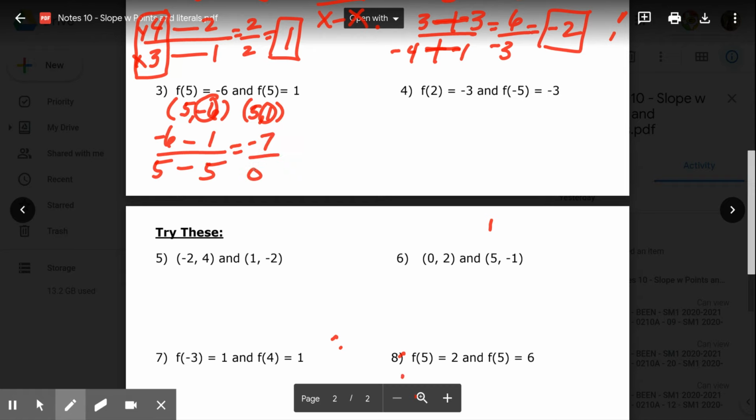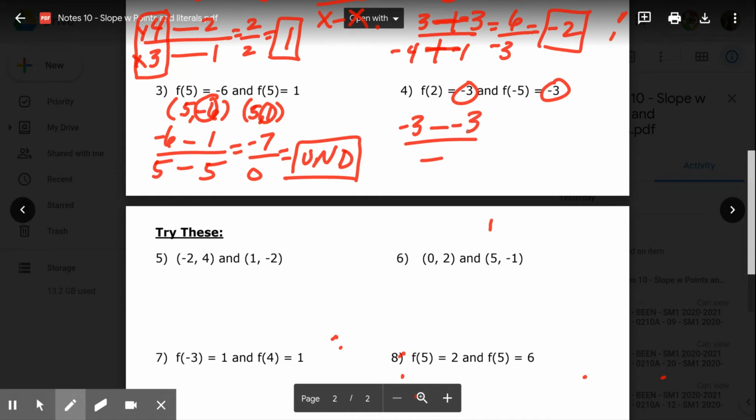-7 over 0. If 0 is under the line, it is undefined. All right, number 4. So we're going to circle our y values. Dash, line, dash. So we have -3 and another -3, and then in the denominator, we have a 2 and a -5. So minus a negative becomes a positive, so we have 0 over that. Anytime 0 is in the numerator, it's going to be 0.